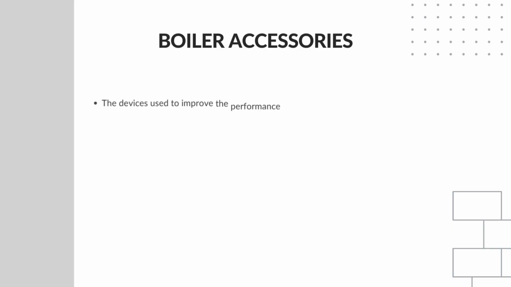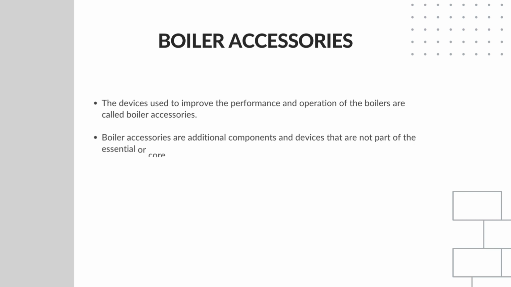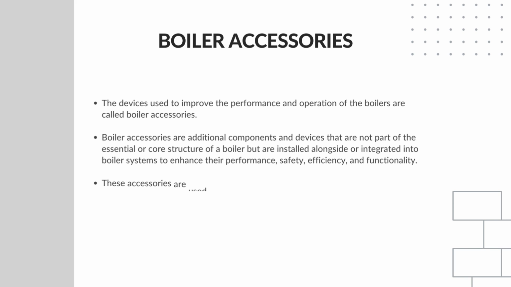Now, let us talk about boiler accessories. The devices used to improve the performance and operation of boilers are called boiler accessories. Simply we can say that boiler accessories are devices that are installed along the boiler and the surrounding area to increase the efficiency of the boiler.